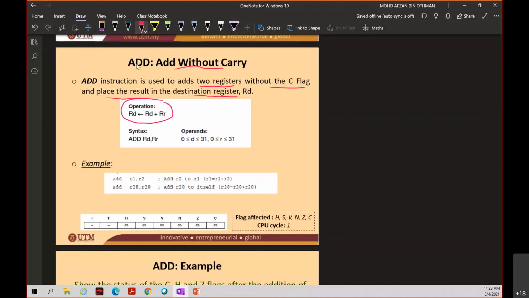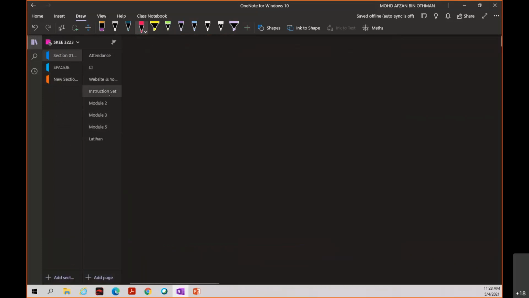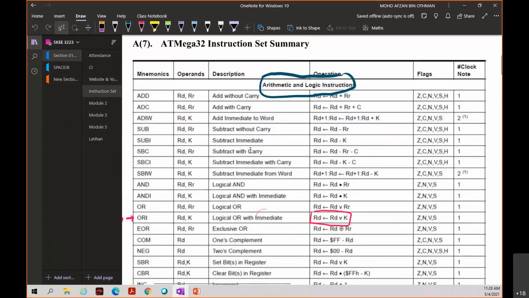Inside your instruction set summary, as I mentioned previously, you have the instructions column, and then an operand column, description, and your operation. By looking at this operation, you know what this instruction does. Then these are the flags affected, and the number of clock cycles. The last column shows the number of CPU cycles in order to execute a certain instruction.